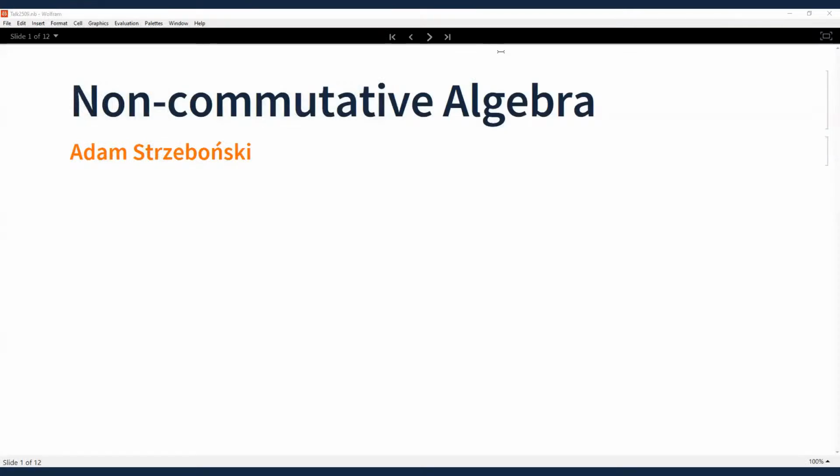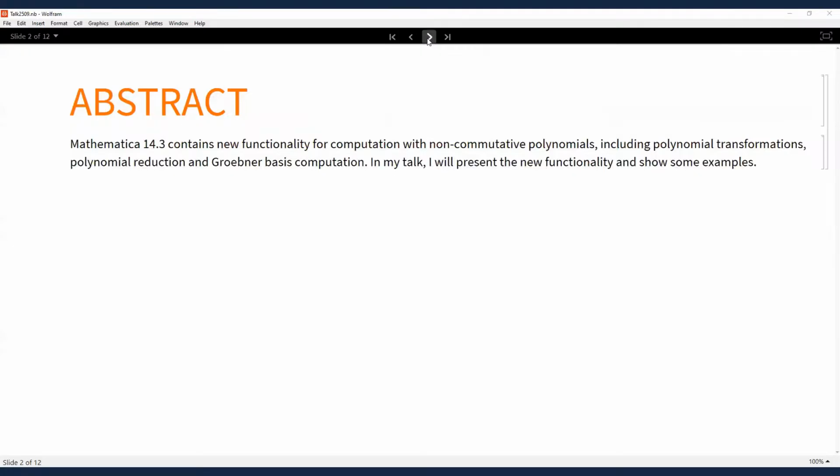Hello, my name is Adam Strzeboński, and today I will be talking about non-commutative algebra. So Mathematica 14.3 contains new functionality for computation with non-commutative polynomials, including polynomial transformations, polynomial reduction, and Gröbner basis computation. In my talk, I will present the new functionality and show some examples.